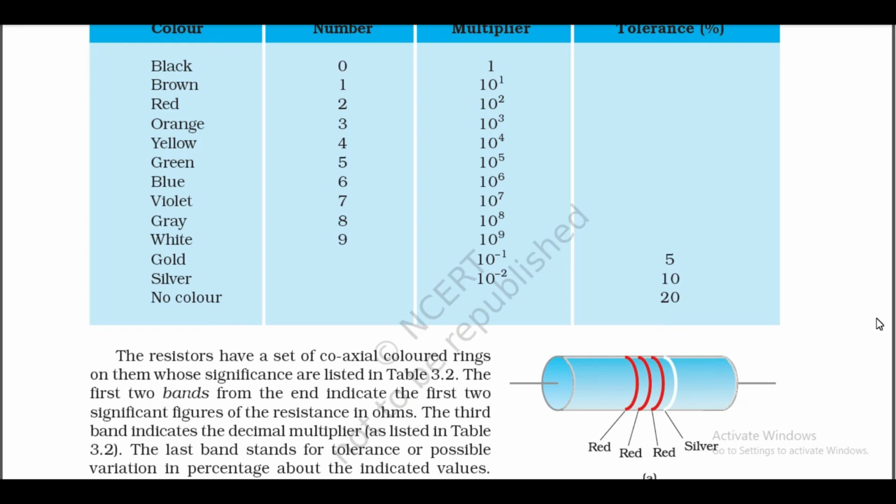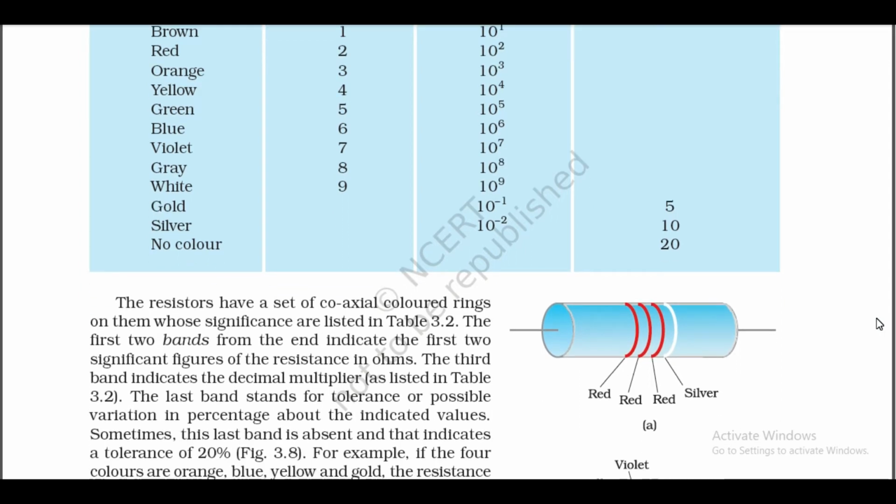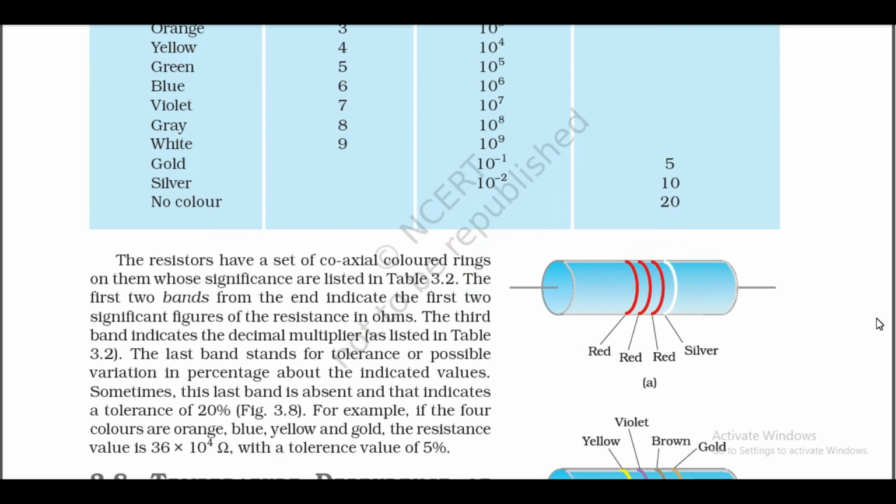The resistors have a set of coaxial colored rings on them whose significance is listed in Table 3.2. The first two bands from the end indicate the first two significant figures of the resistance in ohms. The third band indicates the decimal multiplier as listed in Table 3.2. The last band stands for tolerance or possible variation in percentage about the indicated value. Sometimes this last band is absent and that indicates a tolerance of 20%.